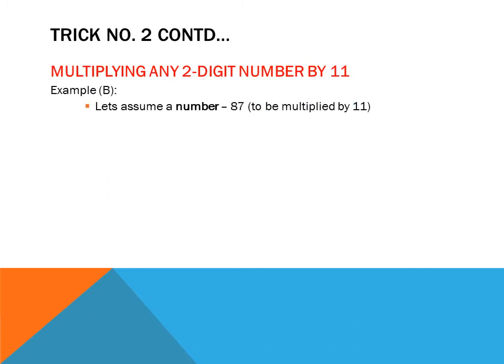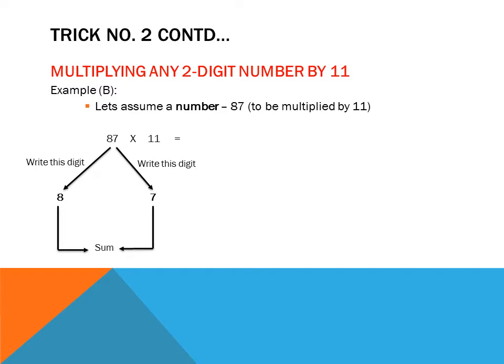Now 87 is the number in this case. Write 8. Now write 7 like we did before. Now there is one catch. If we do the sum of these two digits, the sum comes out to be 15. So what we have to do is take 5 here, and 1 will be carried on to 8, and we have to sum it with 8. So the answer comes out to be 957. 8 plus 1 is 9, then 5 and 7.